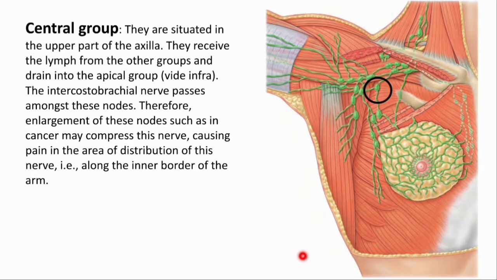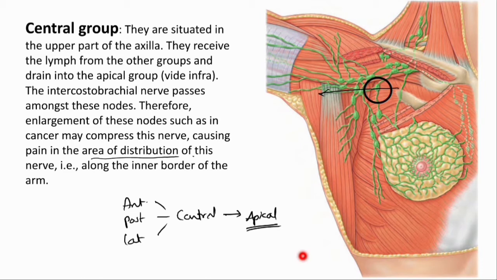Coming to the central group, these are situated deeply in the upper part of axilla, and receive lymphatics from the anterior group, the posterior group, and the lateral group. These drain into the central group of lymph nodes, which in turn drains to the apical group. A clinical relation of the central group is that the intercostobrachial nerve, after piercing the second thoracic wall, passes through this group of lymph nodes. So whenever there is enlargement of the central group, the intercostobrachial nerve can get compressed, and this can cause pain in the area of distribution of the nerve, that is the inner border of the arm.